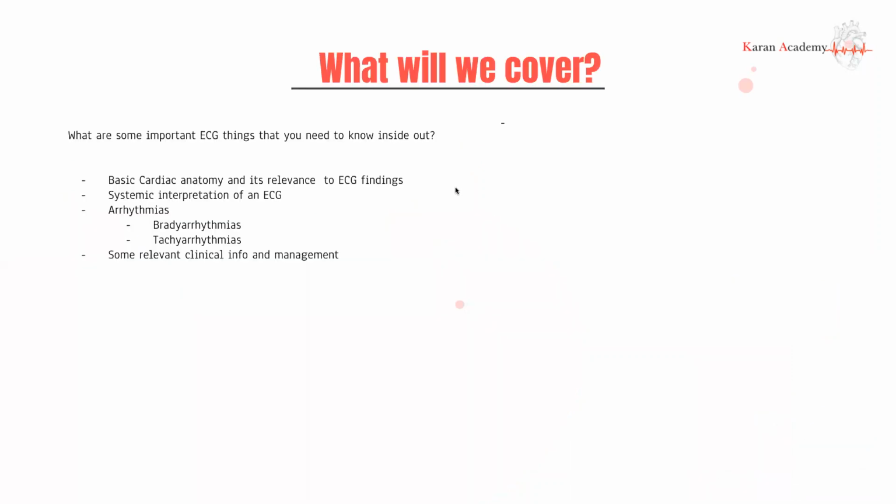What we'll be covering today is starting off with some basic cardiac anatomy and its relevance to ECG findings. I think this is often overlooked, but it's good to go back to basics because it really does help put things into perspective. We'll then go through a systematic approach to interpreting an ECG, and then talk a bit about what can go wrong, why things go wrong, and why they present the way they do on an ECG.